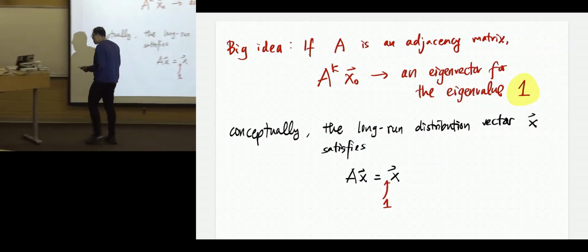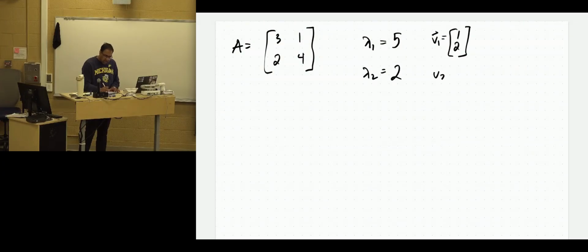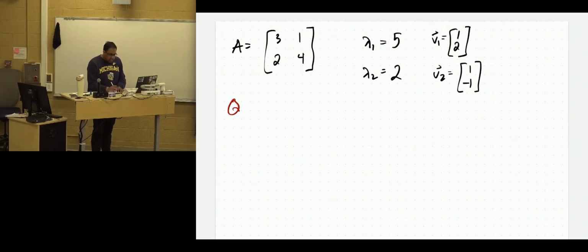And so, to really see what I mean by that, I want to switch to a different example, one that doesn't involve adjacency matrices. It's that first example that we saw earlier when I had you work on that warm-up activity: 3, 1, 2, 4. Okay, what were its eigenvalues and eigenvectors? We had an eigenvalue of 5 with a vector of (1, 2), and an eigenvalue of 2 with an eigenvector, think of (1, -1). And here's my question now. This is not an adjacency matrix.